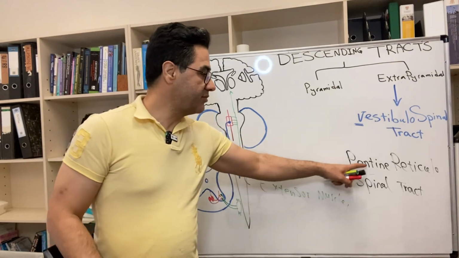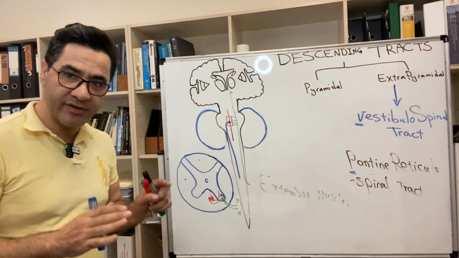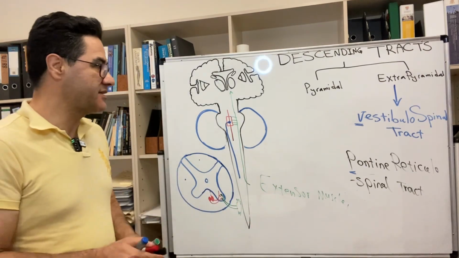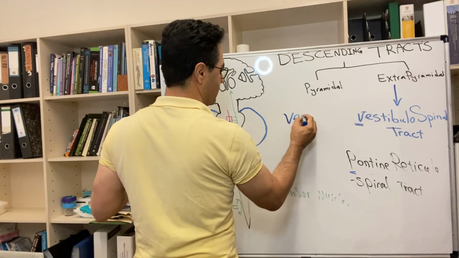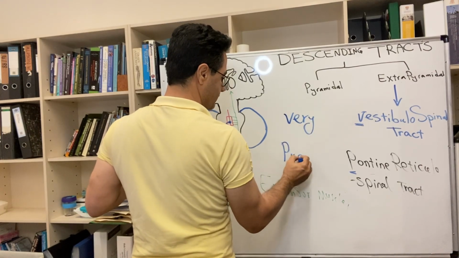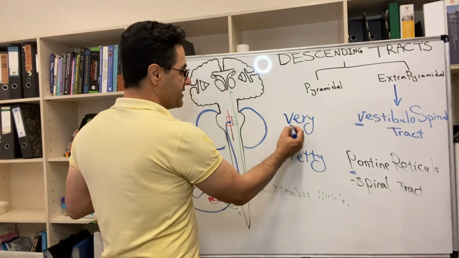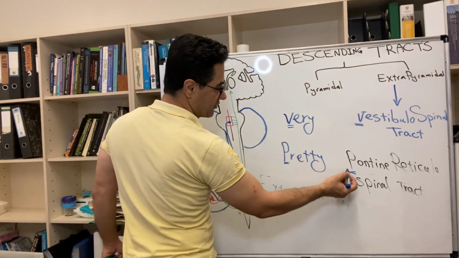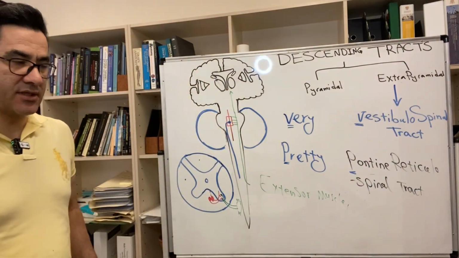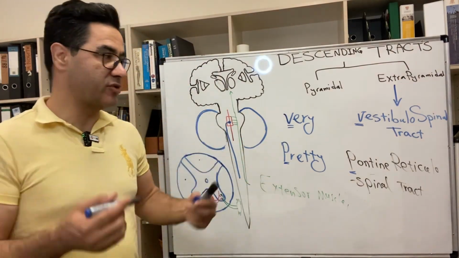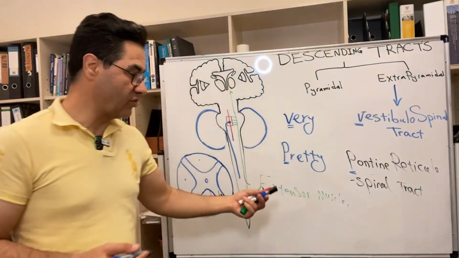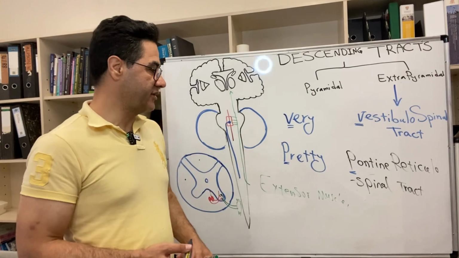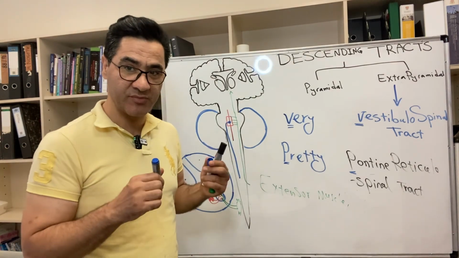Vestibulospinal tract and pontine reticulospinal tract, they are very, very pretty because they are controlling the extensor muscles to making your balance. So very pretty. Very starts with V, vestibulospinal starts with V, pretty begins with P, pontine starts with P. So this mnemonic helps you to memorize that these two tracts are controlling the extensor muscles to take your balance. So vestibulospinal and pontine reticulospinal tracts, they are very, very pretty.